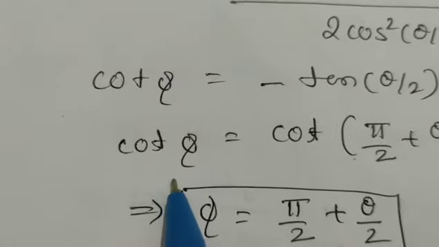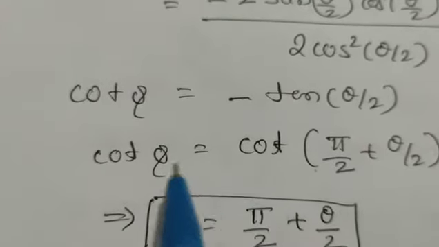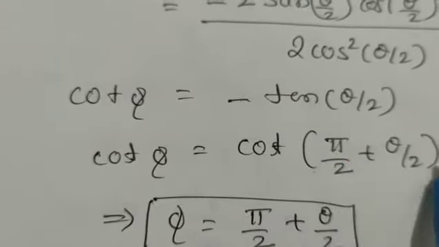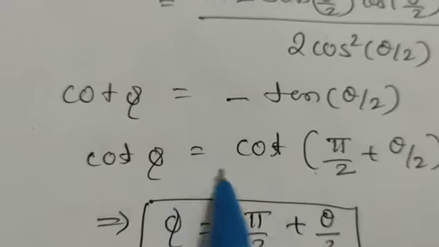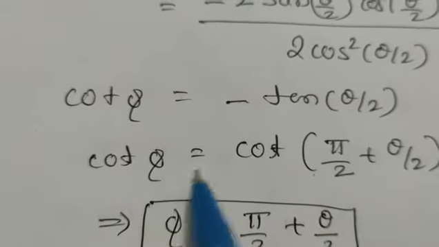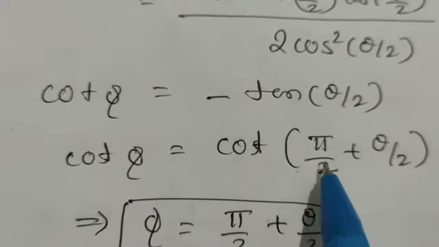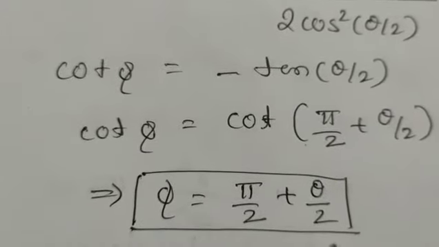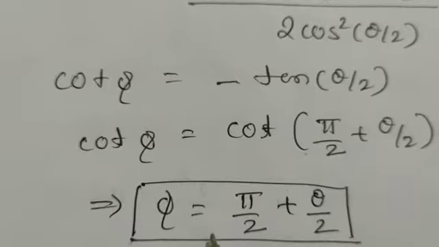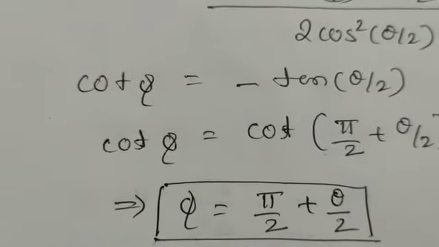Therefore cot phi equals cot of pi by 2 plus theta by 2. This implies the angles are the same: phi equals pi by 2 plus theta by 2. So this is the angle between the radius vector and tangent to the curve.